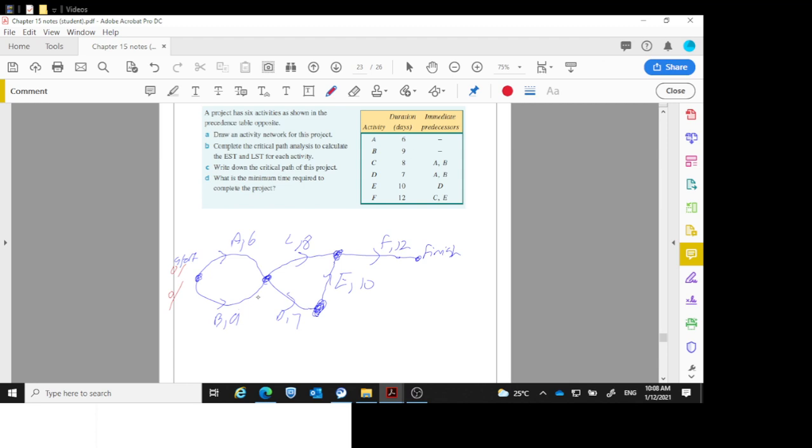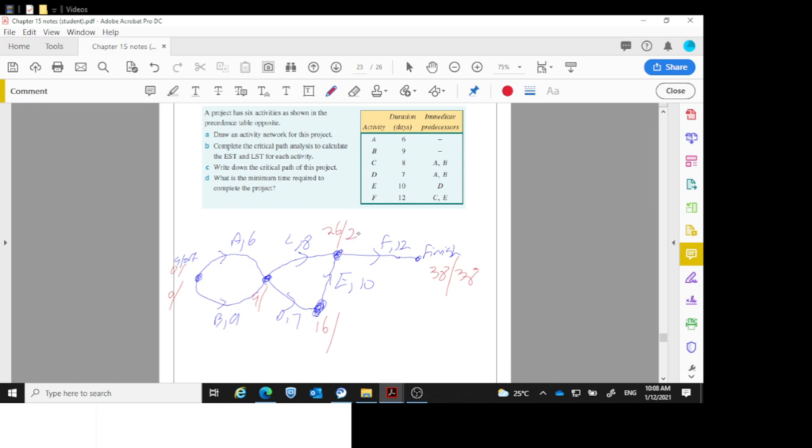6 along the A or 9 along the B. I'm going to go for the 9. It's bigger. 9 plus 7, 16. Okay, 16 plus 10, 26, or 9 plus 8... 26 is going to be it. 26 and 12 is going to be 38. So there we go, 38.